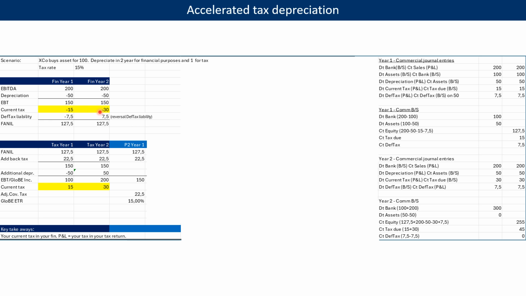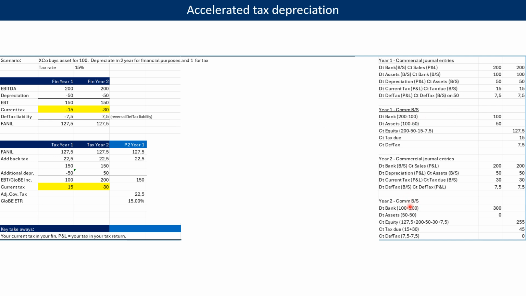No, because we have this deferred tax asset from year 1, or deferred tax liability, that we now can release. So we add that back to our taxes, and then we end up in a financial year with 127.5. So let's just go through the commercial balance sheet to make sure we're all on the same page.